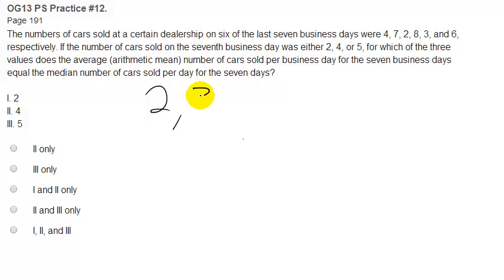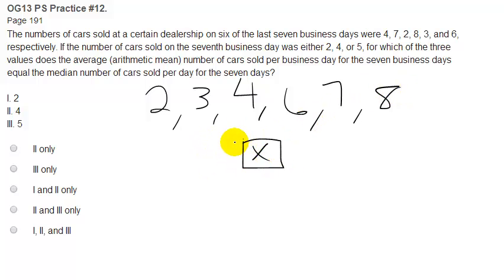2, 3, 4, 6, 7, and 8. Now we have a missing x. We don't know where this x goes. We don't know if it's the smallest number, or the biggest number, or something in the middle. But we do know that we only have 3 options to choose from.